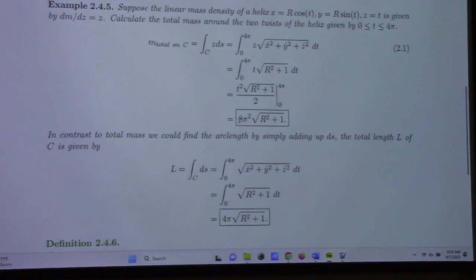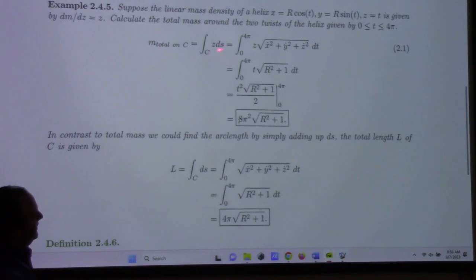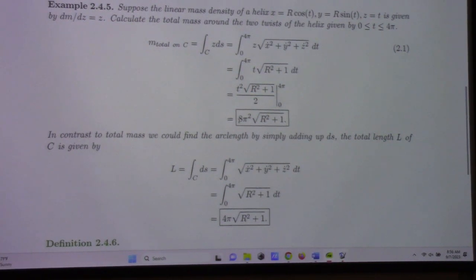So anyway, here it is, the integral of z ds. Here's a template for the formula. I integrate from 0 to 4 pi dt. Now what do I have to do? z is equal to what for the helix? z is equal to t, so I put t here. And the speed for the helix is constant. It works out to the square root of r squared plus 1. We've done that calculation before. And then this integral works out to this. So there's the mass of the helix, 8 pi squared times that.